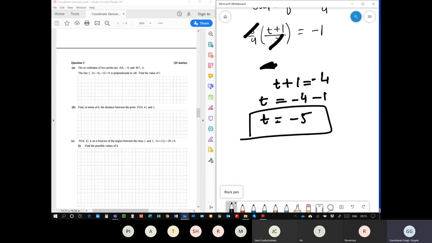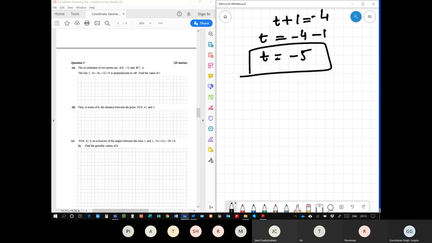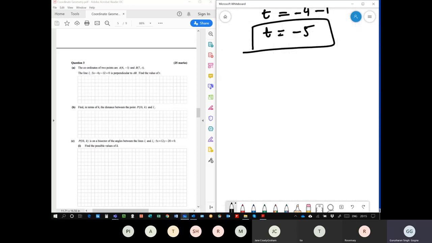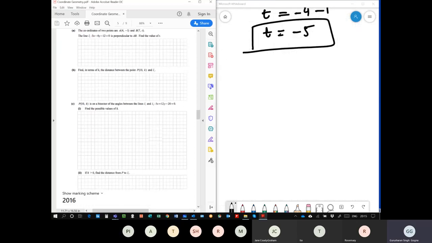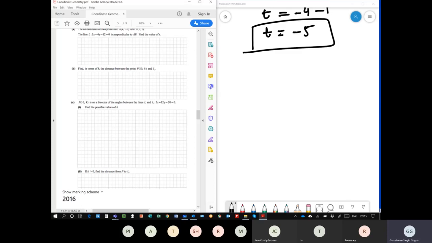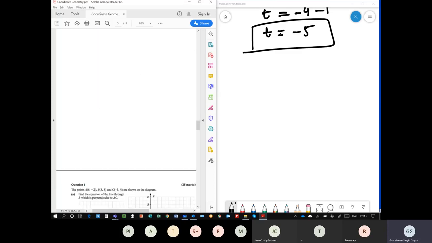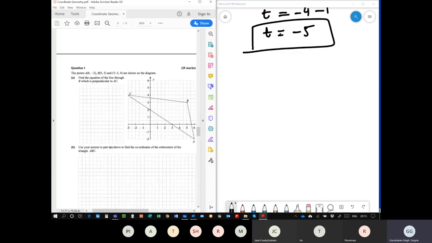Okay. So the next question is: find, in terms of k, the distance between the point P and L1. Okay, so that's a different formula. So I'm just skipping this question at the moment because we haven't done that formula. And this is also a different formula. So the first question is fine.